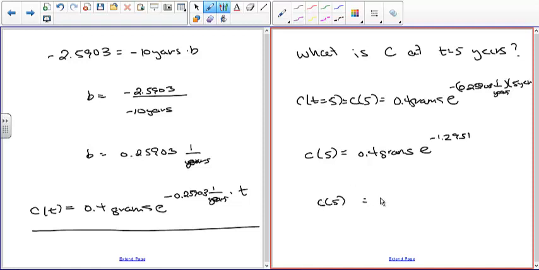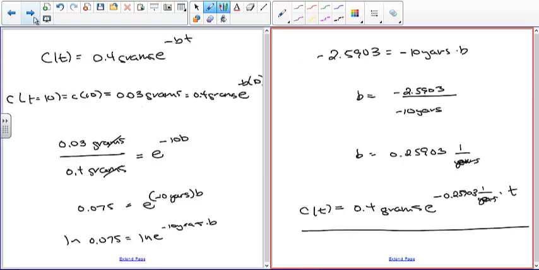0.5 equals 0.10954 grams, which is between 0.4 and 0.03.